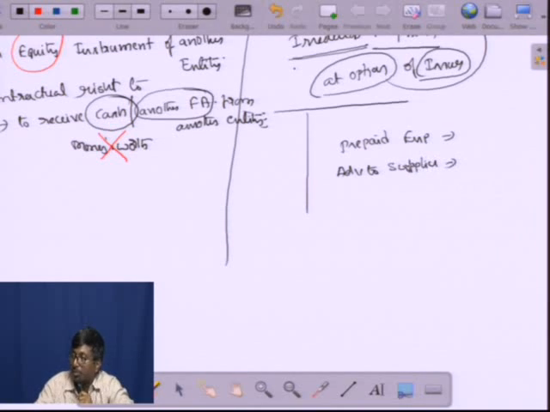Next, advance to supplier. Is it a financial asset? No. It's a contractual right to receive goods or services, whatever you say. But it is not a financial asset. Loan given to somebody, tell me, is it a financial asset or not? Yes. Why? Contractual right to receive money. Accounts receivable, yes.